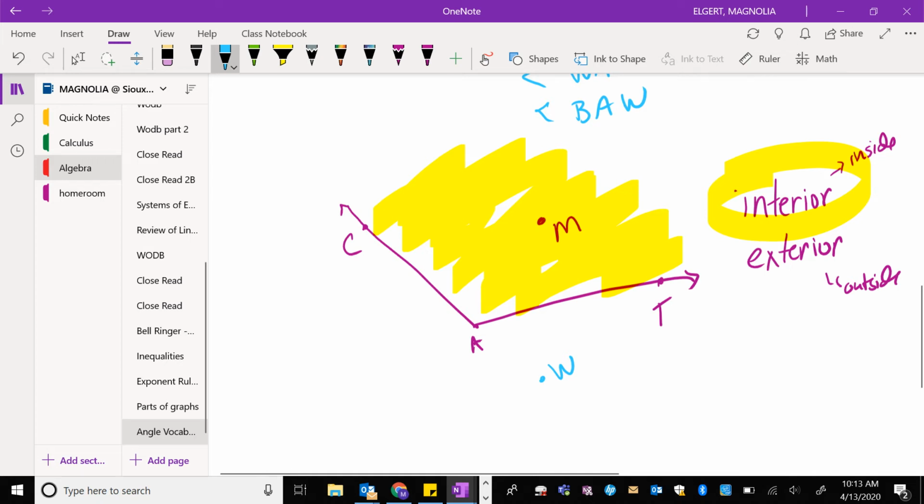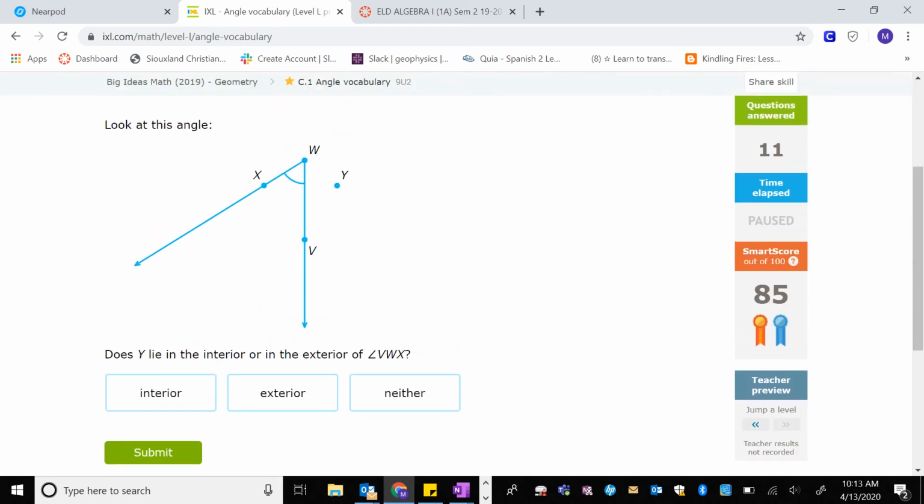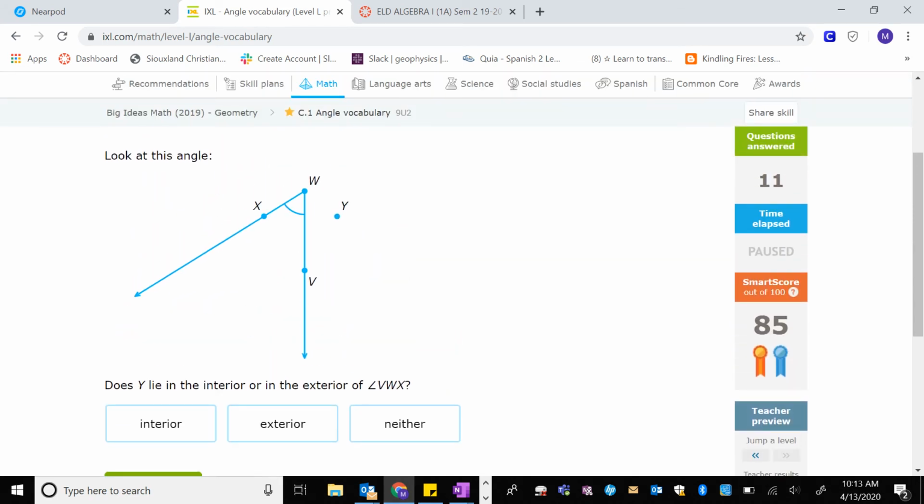If it happened to fall like right here, that would be neither. That means it would be on the angle. So what you're going to look at today, like here's an example. Look at this angle. Does Y lie in the interior or the exterior? So Y is definitely on the exterior.